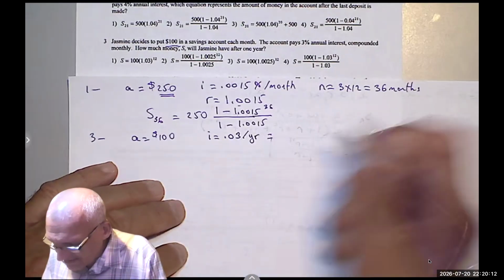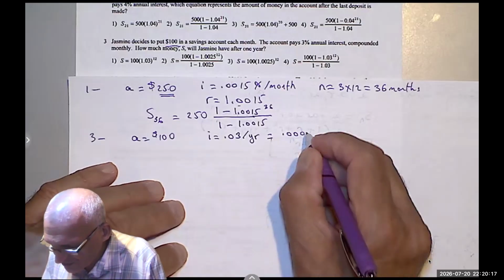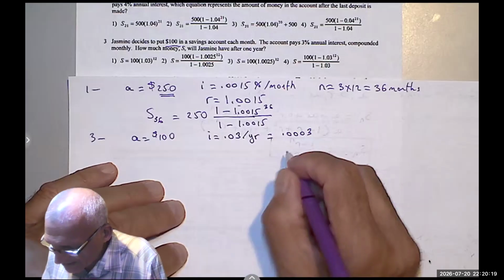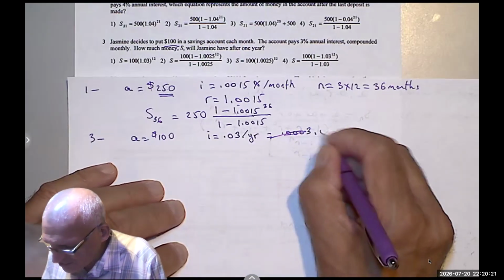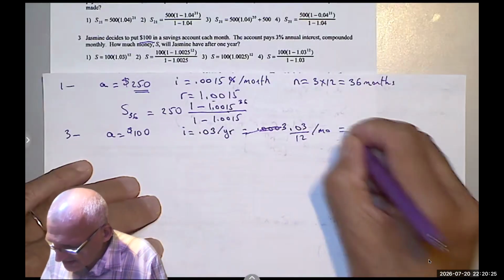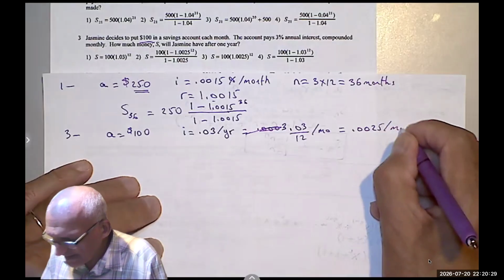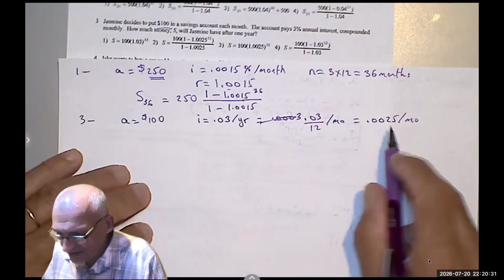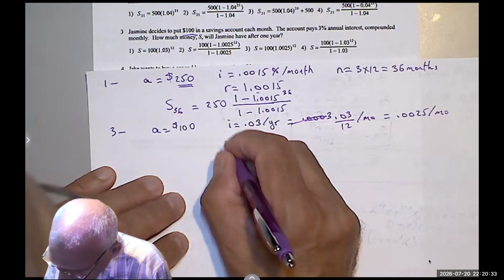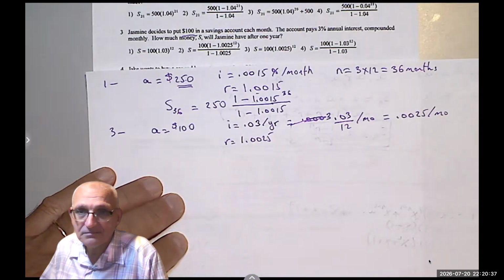But every month, meaning it's 0.03 over 12 per month, meaning it's 0.0025 per month. Again, you can divide it on a calculator. So my R is 1.0025, not this.